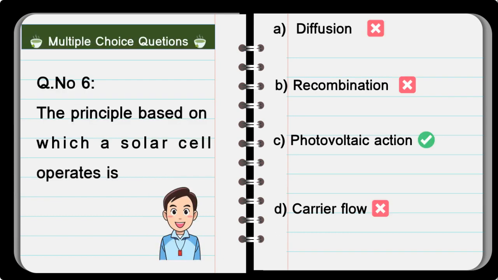Question number 6. The principle based on which a solar cell operates is Option A. Diffusion. Option B. Recombination. Option C. Photovoltaic action. Option D. Carrier flow. Correct answer is option C. Photovoltaic action.